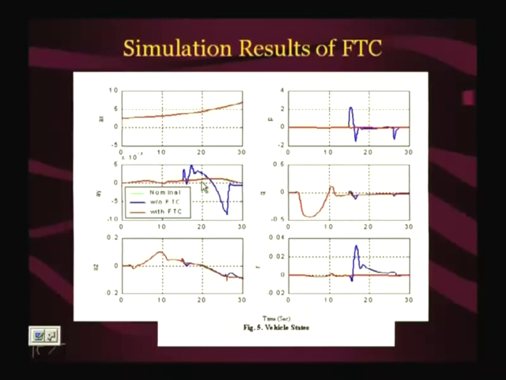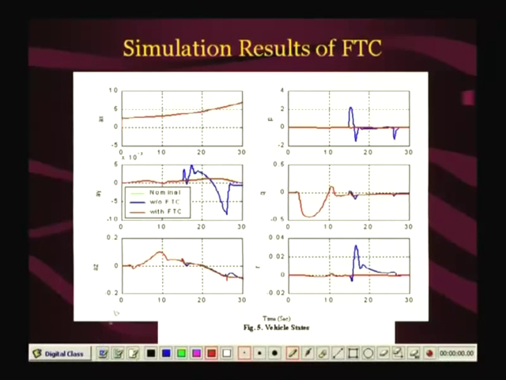This actuator was made a part of a full missile model, and then we wanted to see that if such a fault occurs in the actuator, then what happens to the missile. And it turns out that without the fault tolerant control, the signals that are there widely differ from what the desired levels of signal should be.